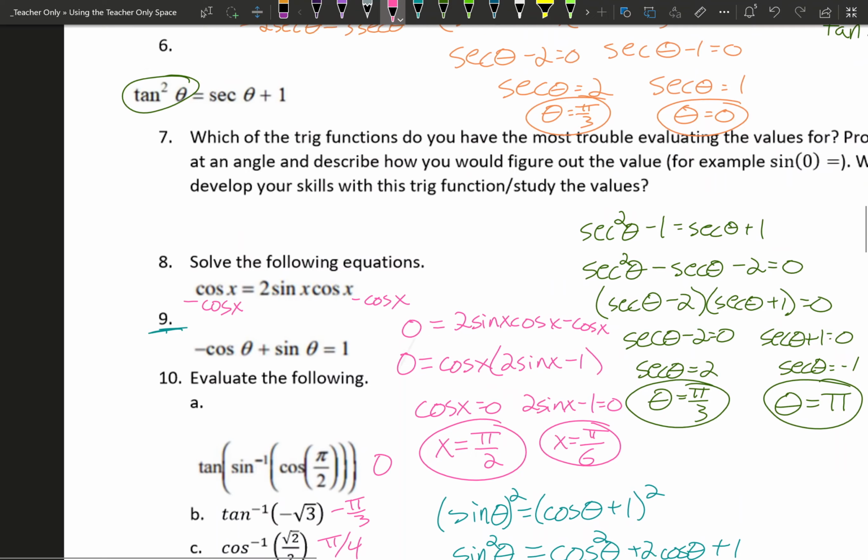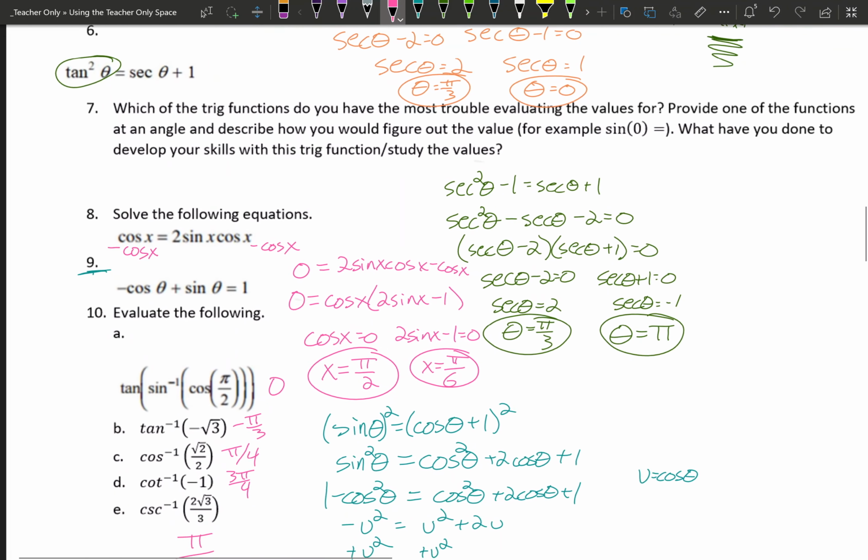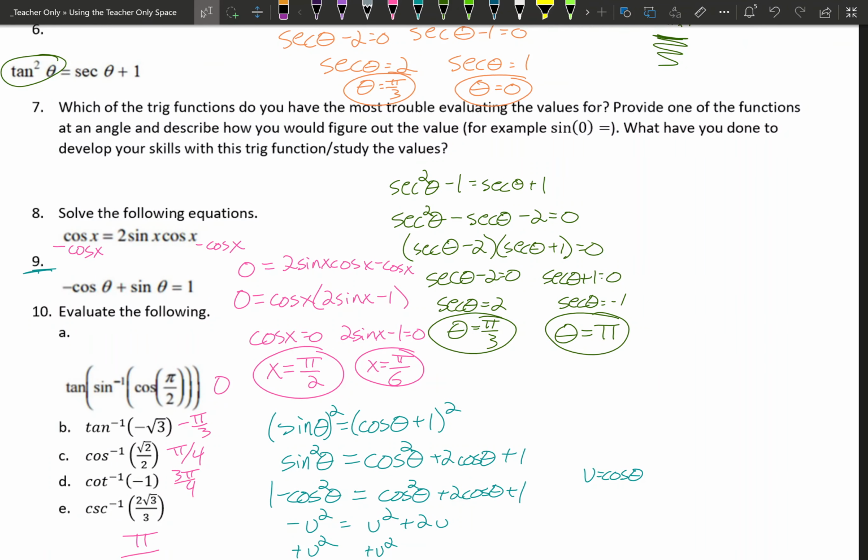And then 7 was you just trying to reflect on these values, see what you've been having trouble with, and think about some of those strategies that work for you.